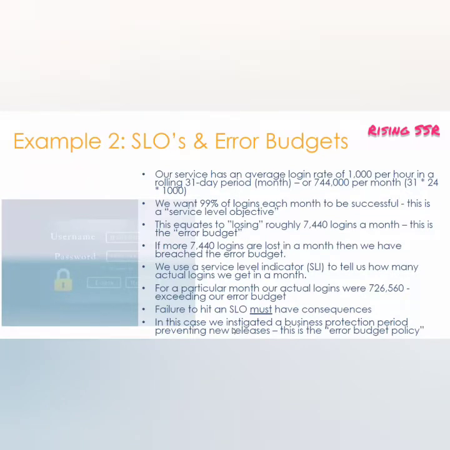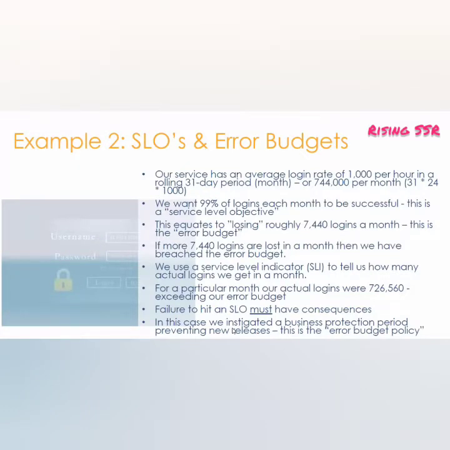So let us say that we need to define an SLO for that. Out of 744,000 login transactions within 31 days, we are expecting not more than 7,440 logins to fail. That is the threshold that we have set. But the moment we start experiencing that instead of 7,440, 8,000 or 10,000 login transactions are failing within 1 month, that raises an alarm. We are breaching our SLO, we are breaching our error budget.